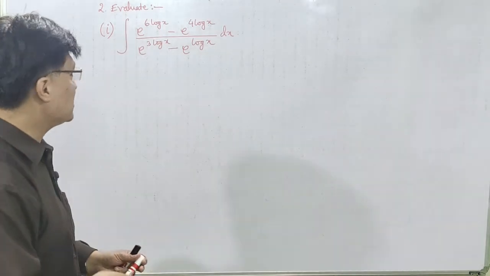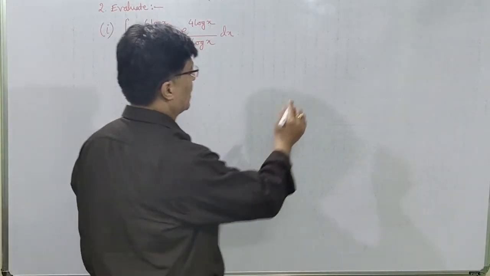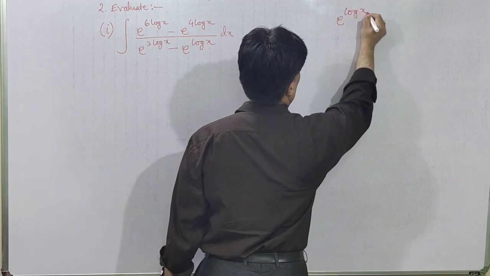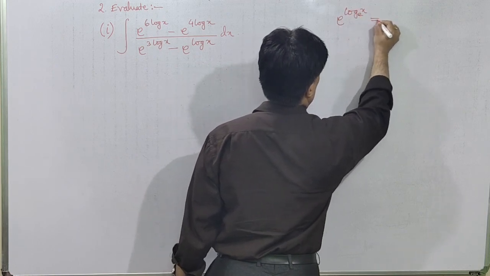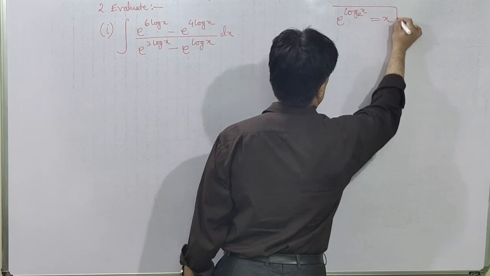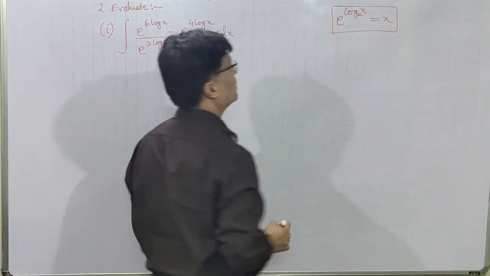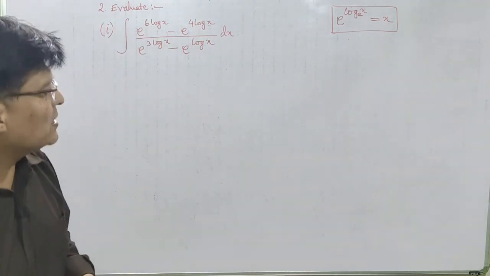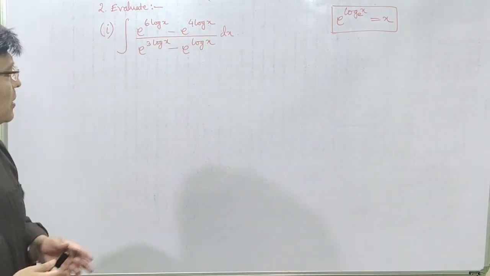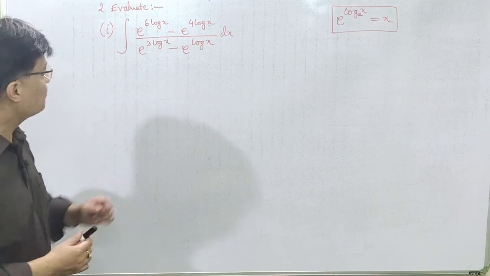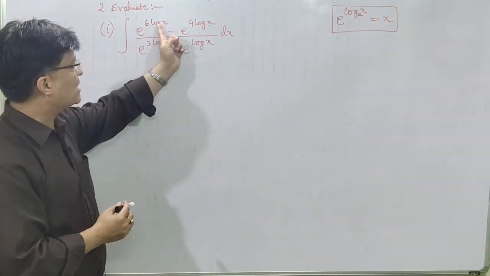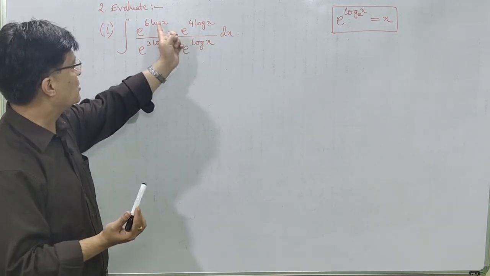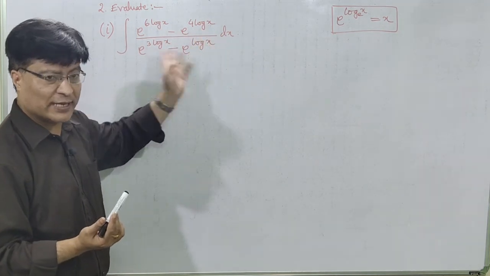Now in this case you should know this formula. I already told you about e to the power log x base e, which is equal to x. This is the formula that you can use here. Now let us simplify it first. If there is no base for log, it is understood that the base is e.